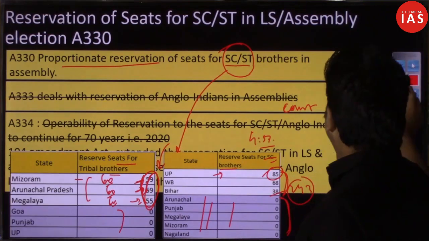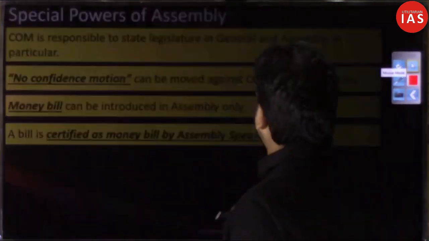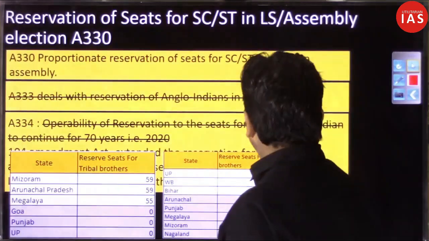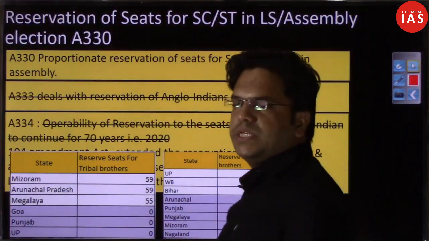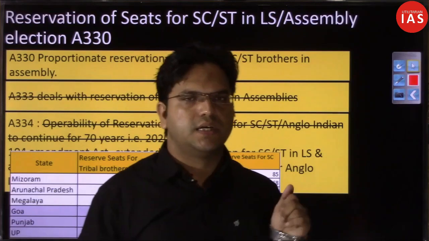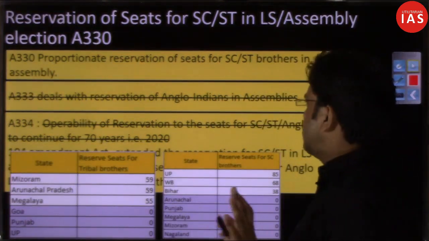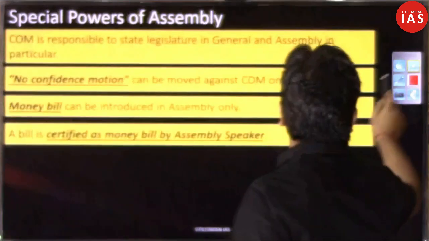So I hope the reservation concept at the political level is clear. And mind you, this reservation that we read under Article 330 and 334 is different from the reservation that people get at the social level in the educational sector and the job sector. So I hope that point would be clear to you. Now we are moving to the next slide.